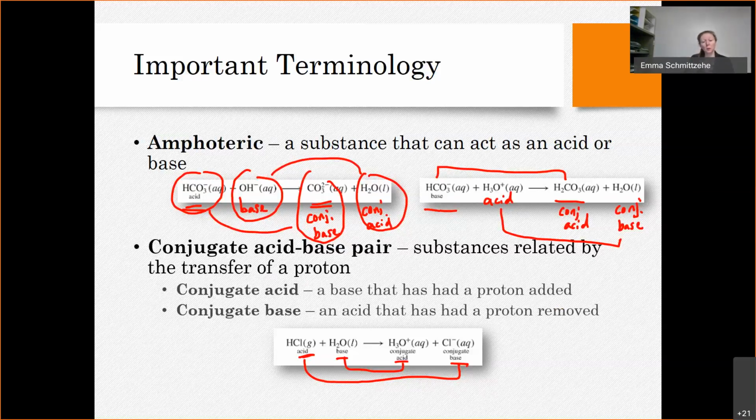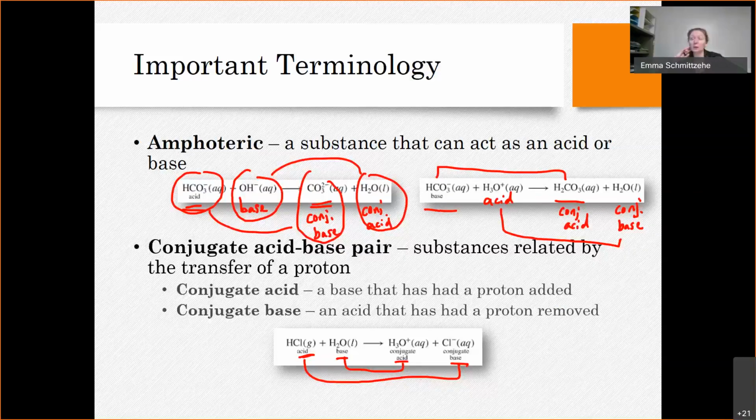And the difference between them is always one of them has an extra H plus or one of them's missing an H plus, okay? And your reactants are always what we call the acid or the base. And the products are what we call the conjugates, okay? So you've got to be familiar with this terminology. You should be able to identify these given a reaction, okay?